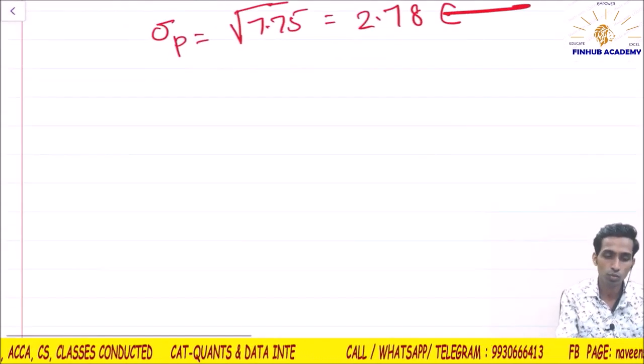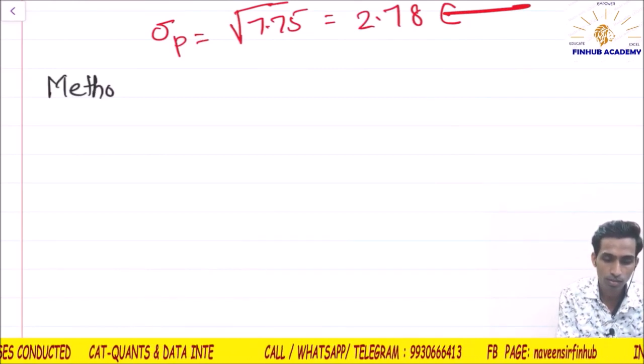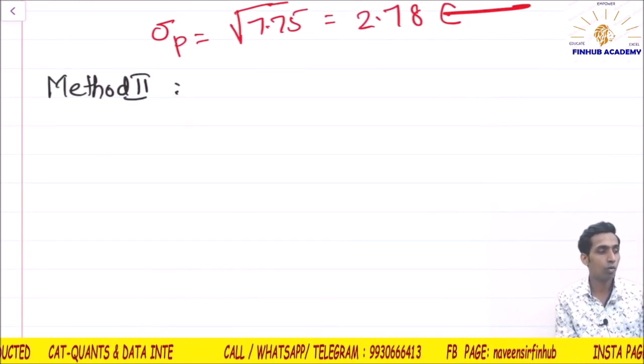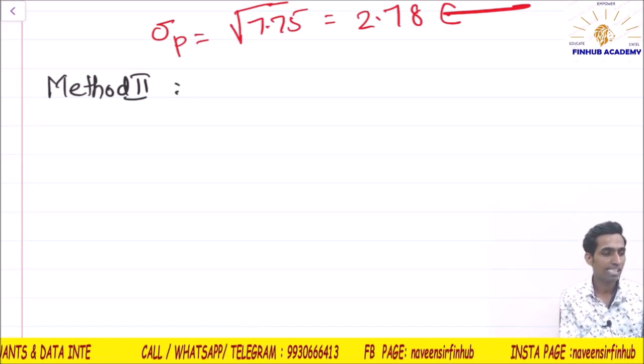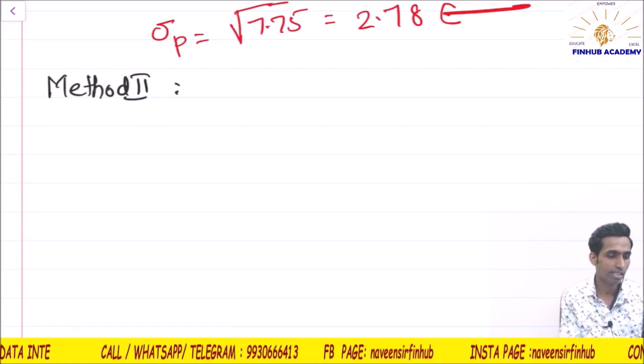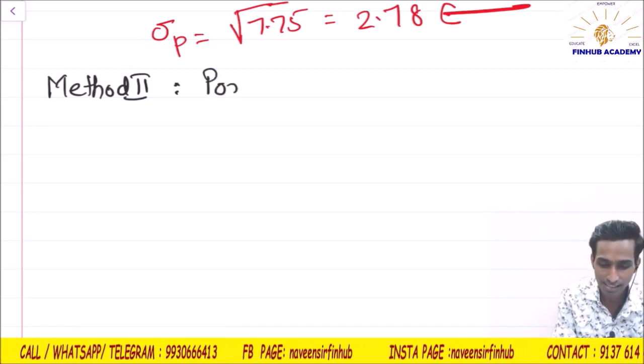Write method 2. This is method 2 for what? Portfolio risk. Yes, you people are geniuses. Please write. Portfolio risk.